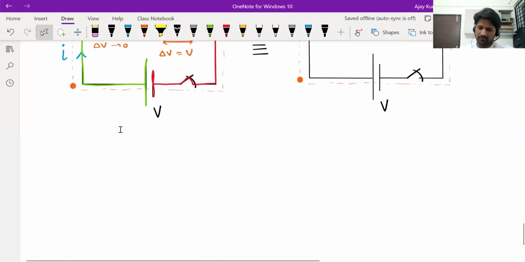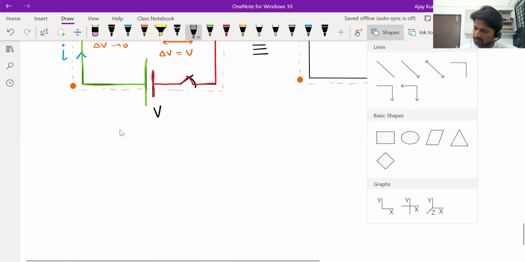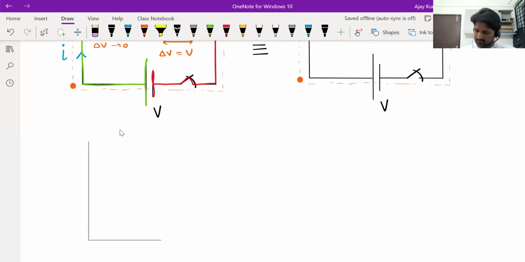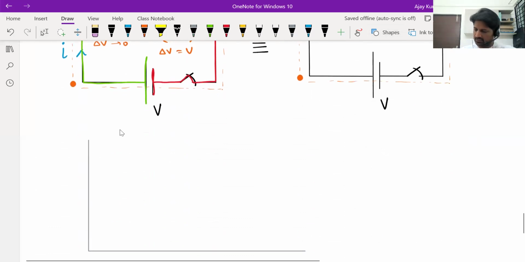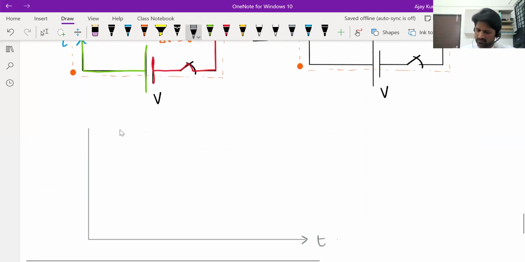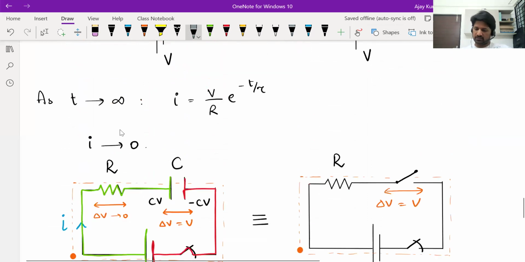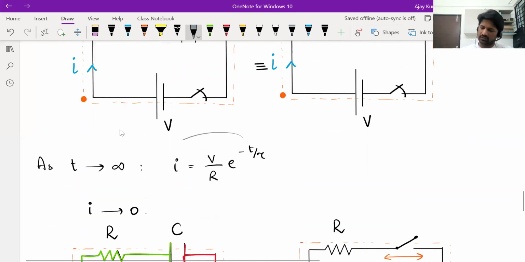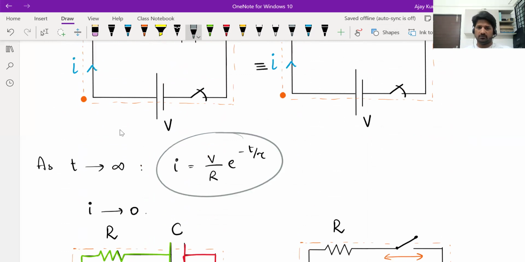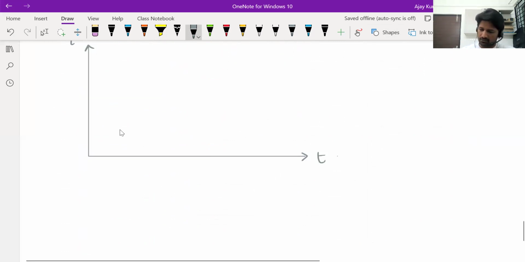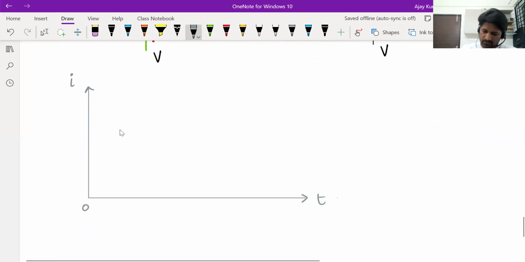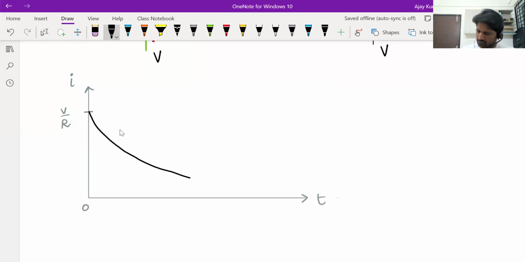And we can even draw a graph for current as a function of time. Initial current is V by R, maximum. And later on it decreases. Current decreases exponentially because you have this equation, I equals V by R into e power minus t by tau. So when t is 0, I is V by R. From there, it decreases exponentially and tends to 0 as t tends to infinity.